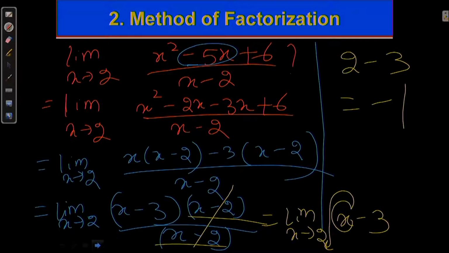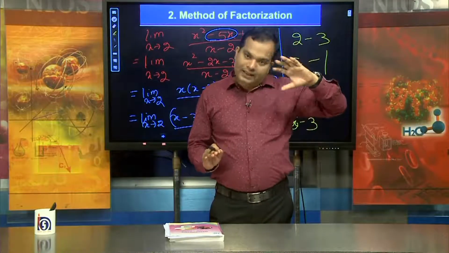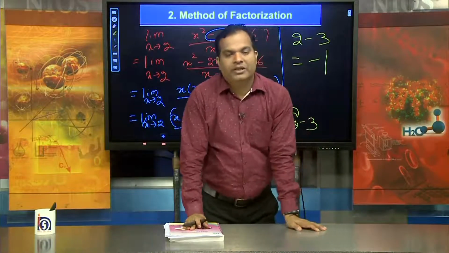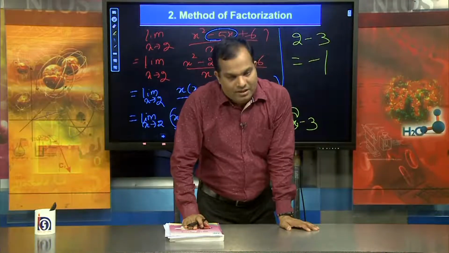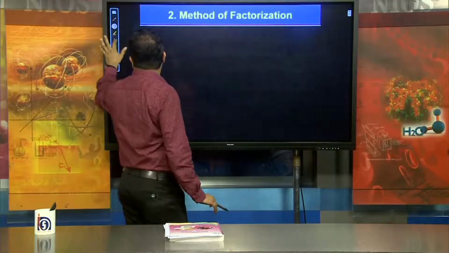Why do we call it the method of factorization? Simply, because there is factorizing by using the quadratic formula or middle term. That's why we call it the method of factorization. The third method to be discussed is known as rationalization.